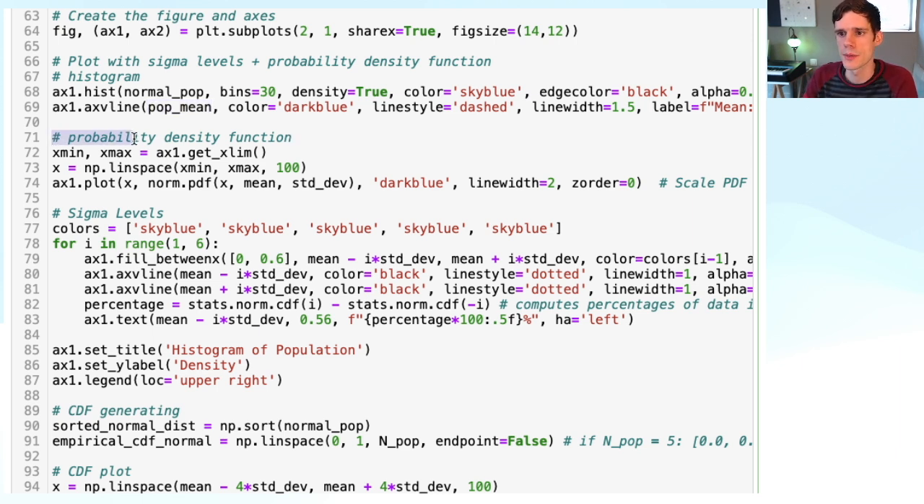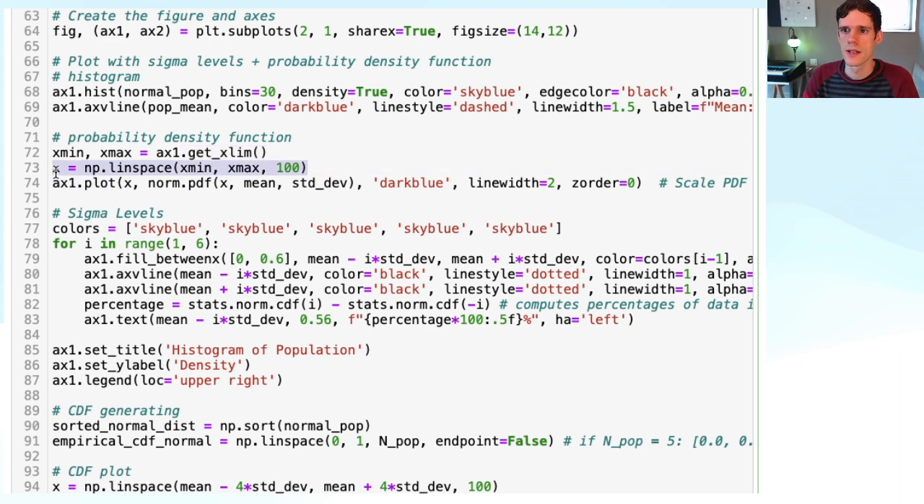Then we want to generate and plot the corresponding probability density function, which we will do in the following three lines. First, we define a minimum x value and a maximum x value, which we will use to generate the PDF. To do so, we take our axis and we get our x limits. This will give us a minimum limit and an upper limit. Then we define our x.